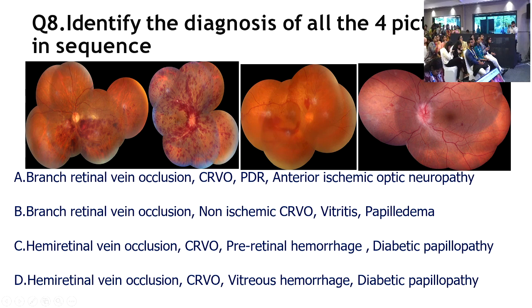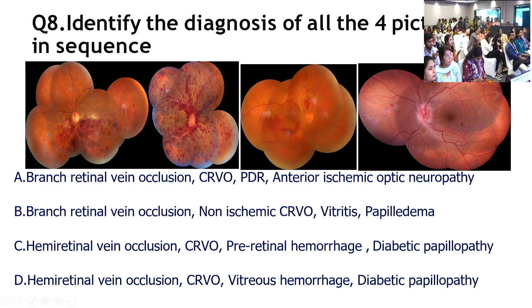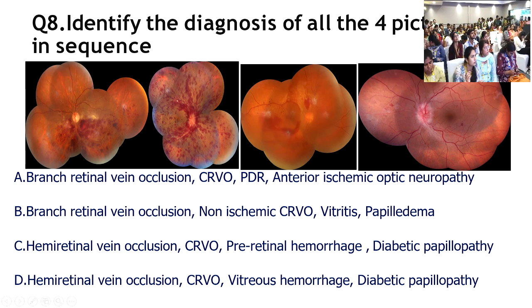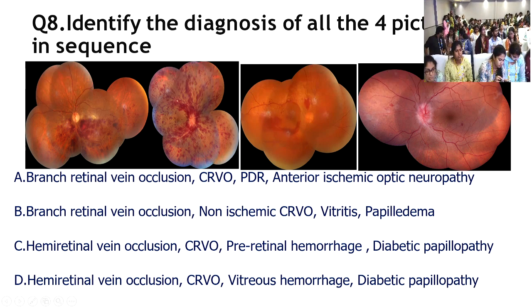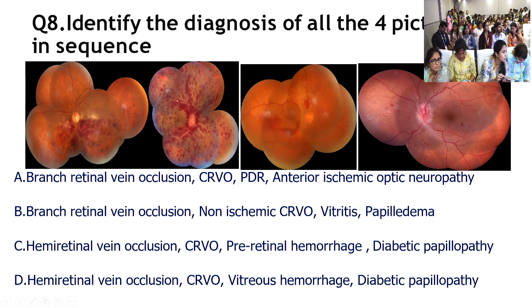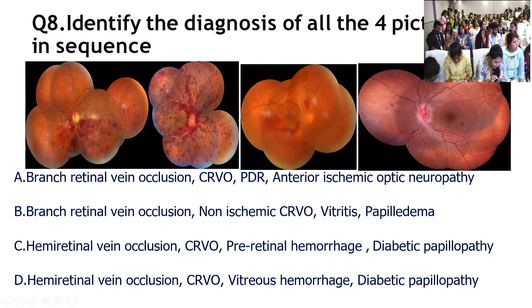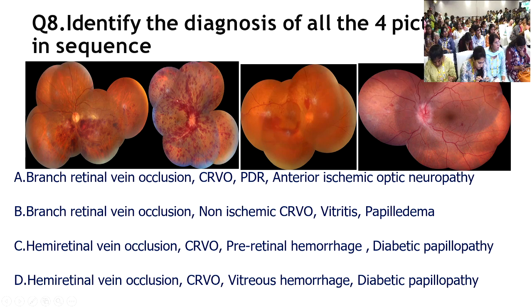Option C is hemiretinal vein occlusion, then CRVO, then preretinal hemorrhage, and the fourth is diabetic papillopathy. Option D is hemiretinal vein occlusion, then CRVO, then vitreous hemorrhage, and the fourth is diabetic papillopathy. Your time starts now.